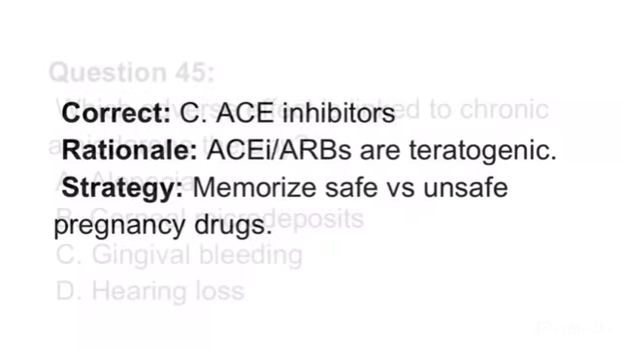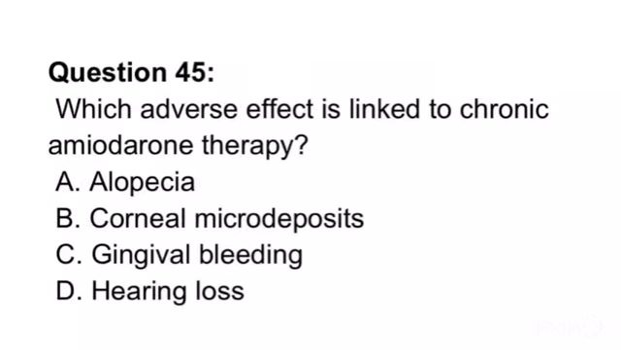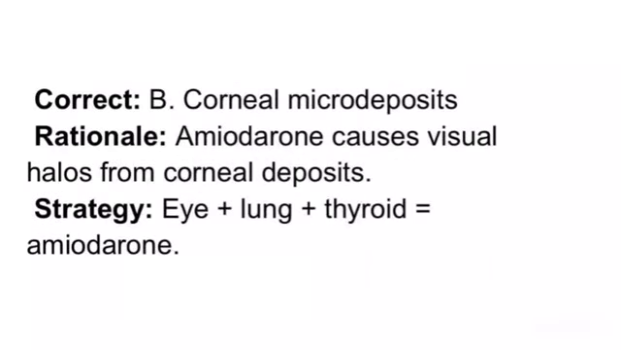Question 45. Which adverse effect is linked to chronic amiodarone therapy? A. Alopecia. B. Corneal microdeposits. C. Gingival bleeding. D. Hearing loss. Correct, B. Corneal microdeposits. Rationale: amiodarone causes visual halos from corneal deposits. Strategy: eye plus lung plus thyroid equals amiodarone.